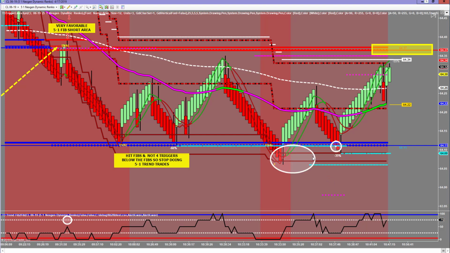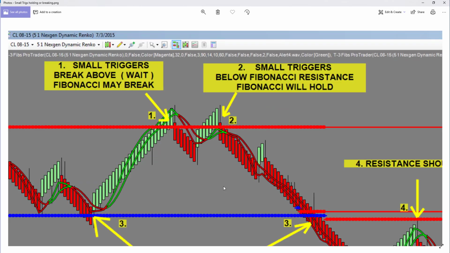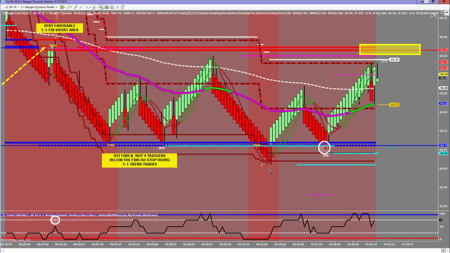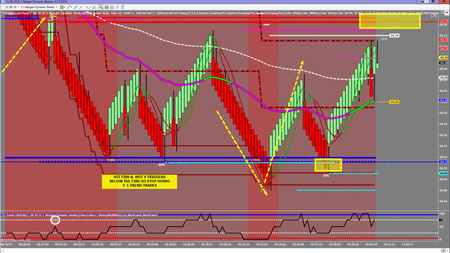Let me show you one more thing. Do you remember on that little picture at the top? I want you to see an instance of this in reverse. Small triggers get a little beyond the area, then small triggers get below the resistance, and then the resistance holds. This is the same pattern right here. Small triggers get a little below the support. Small triggers get back above. When it retests the support, where are the small triggers the second time? They're considerably above the support.